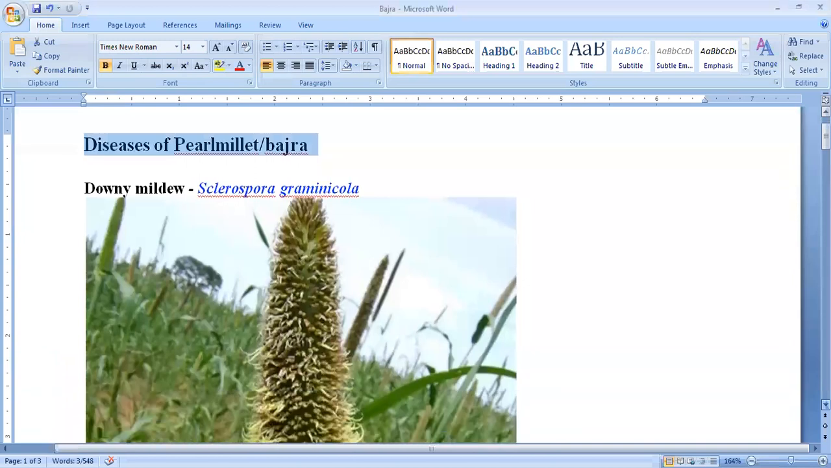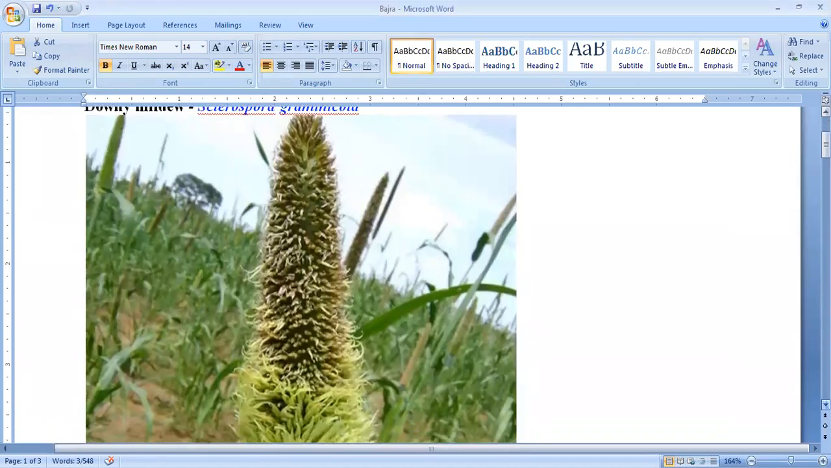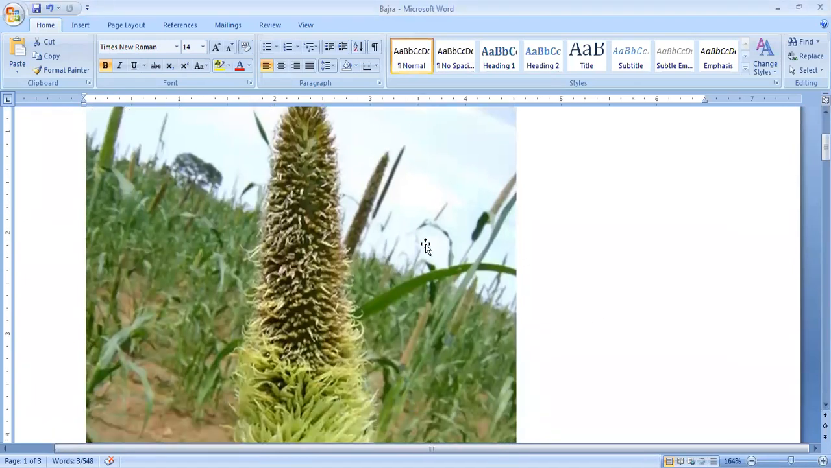I am JVN Dr. Lily Trivedi and today I am going to discuss the diseases of pearl millet, or as we commonly call it, Bajra. Now students, here you are going to see a picture showing downy mildew of Bajra. Please see clearly in this picture, what do you see?